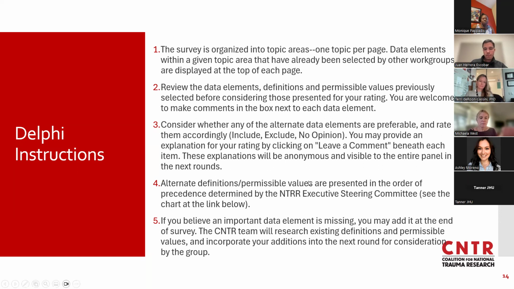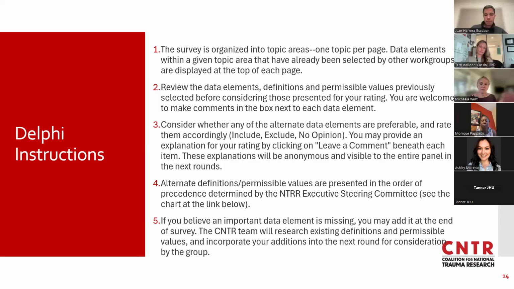Alternate definitions or permissible values are presented in the order of precedence. The NTRR Executive Steering Committee has decided where we should be pulling existing CDEs from, in a very particular order, and they are presented to you in that order. On the landing page, there is a chart with a link where you can go to see what that order of precedence is. And if you believe there's an important data element that's missing, at the end of the survey you'll have the ability to very specifically recommend the addition of other elements.